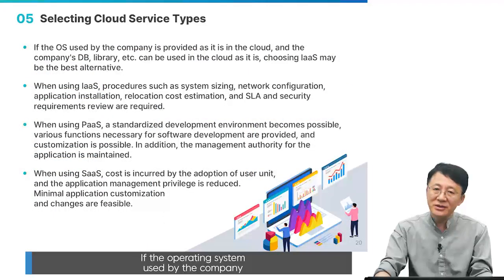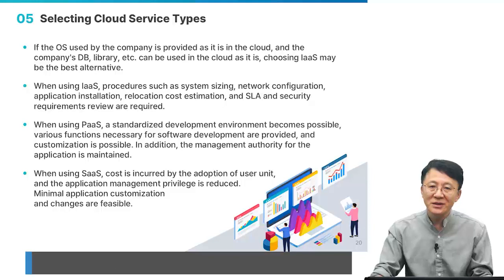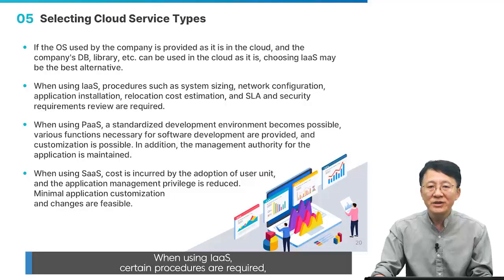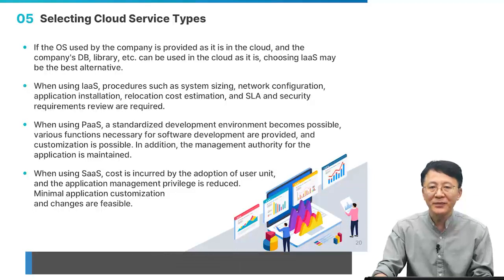If the operating system used by the company is provided as it is in the cloud, and the company's database, library, etc., can be used in the cloud as it is, choosing IaaS may be the best alternative. When using IaaS, certain procedures are required, including system sizing, network configuration, application installation, relocation cost estimation, and service level agreement and security requirements review.